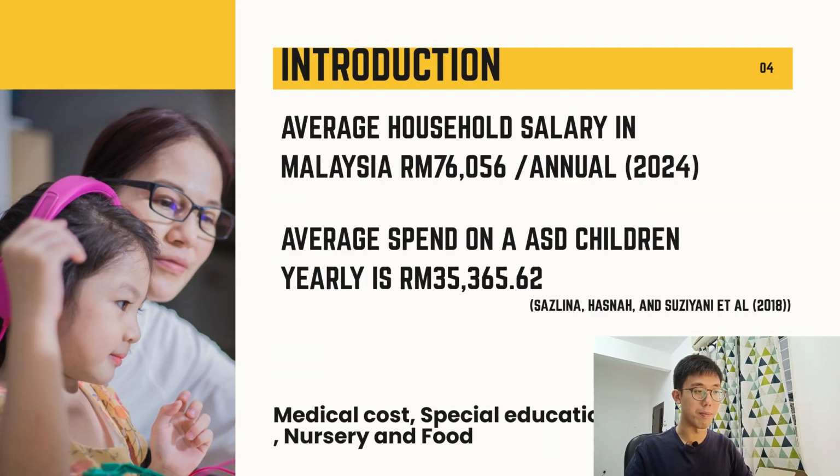So as we can see, today in 2024, the average household salary in Malaysia is reported as around 76k per annum, while the average yearly spend on an ASD child is around 35k, which includes their medical costs, special education, daily necessities, nurseries, and food. So it would be a challenge for a family to maintain their family lifestyle while having a child diagnosed with ASD in Malaysia.